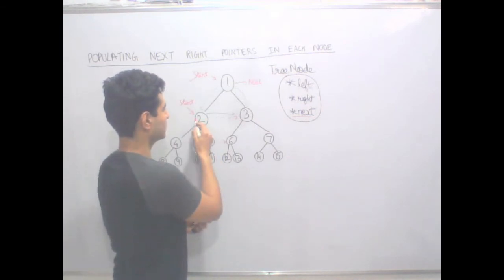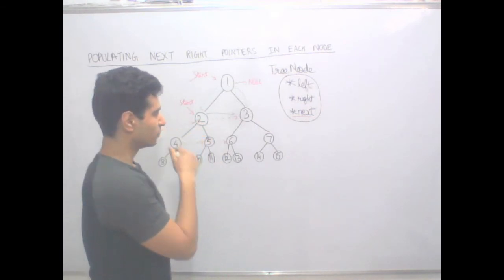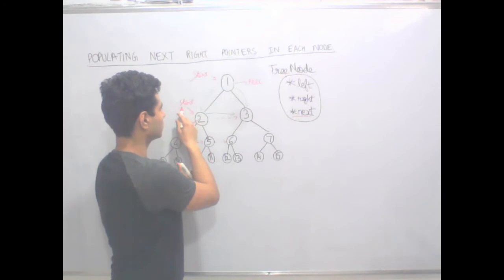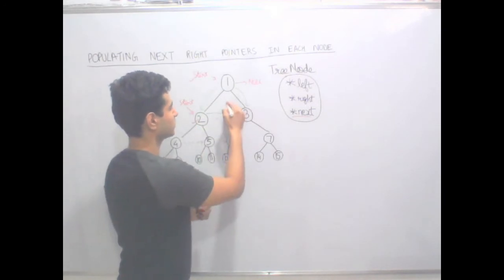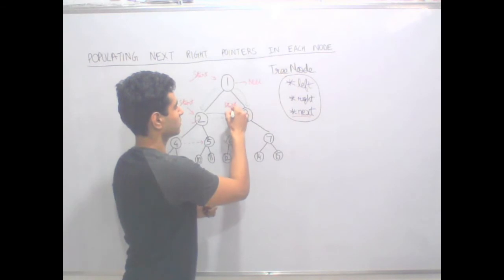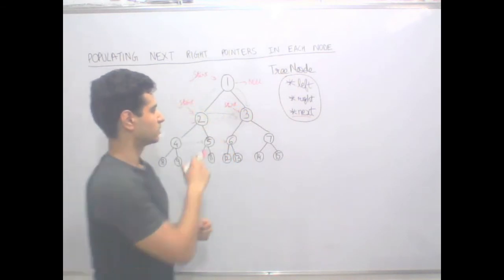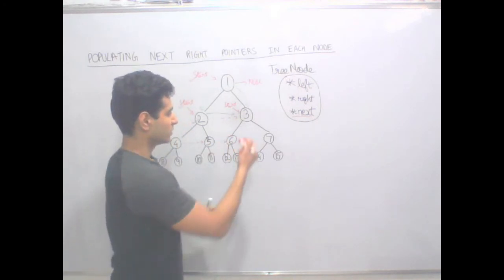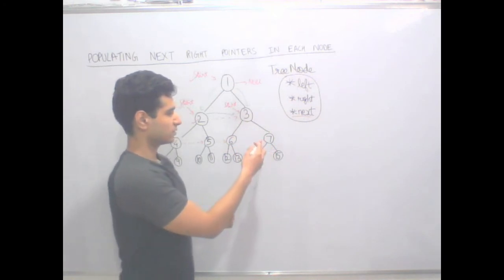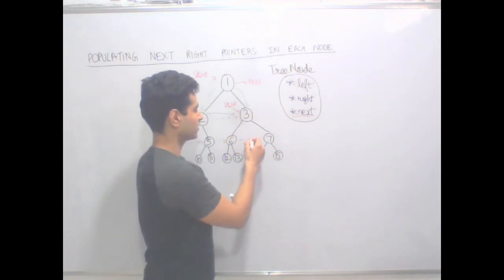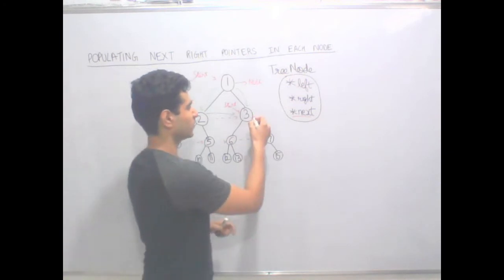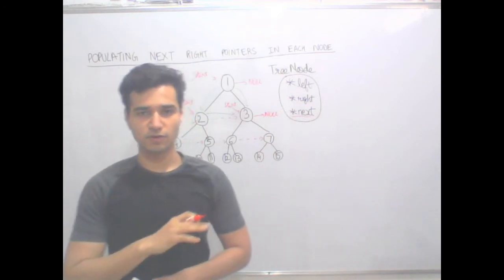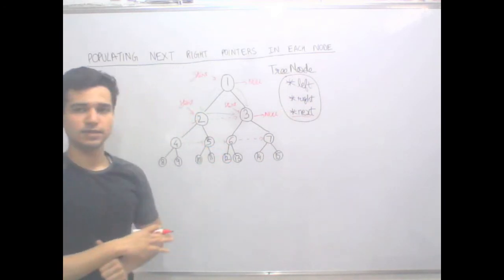So now, as we are done with 2, we move the start pointer to its next. So 2's next is now start. Now this is done. We are at this point here. So we'll do again the same thing. 3's left's next is now 3's right. This connection is made, and because its next is null, this level order traversal for this level has ended.